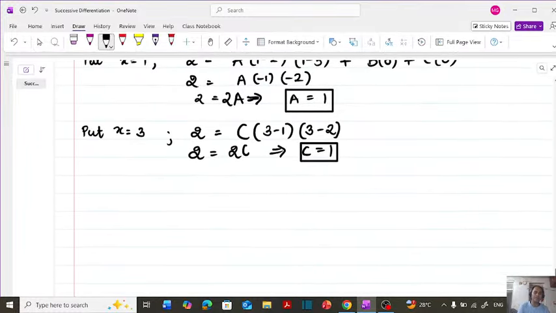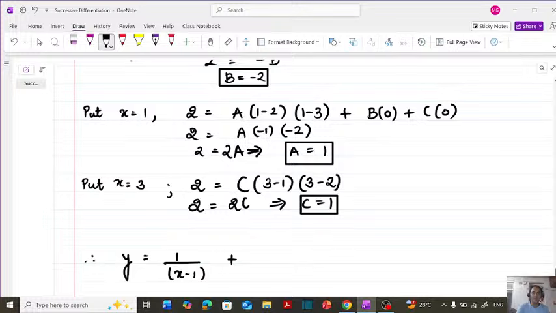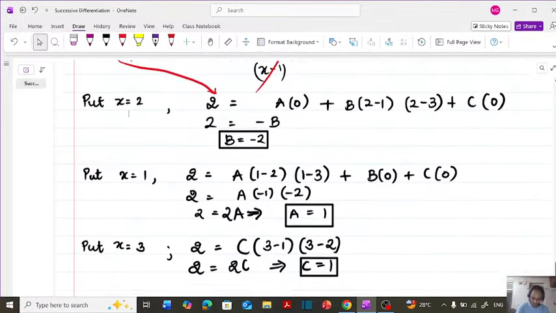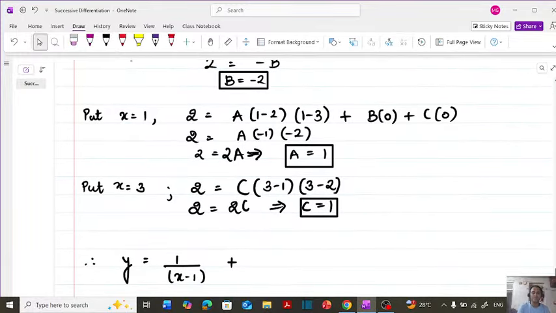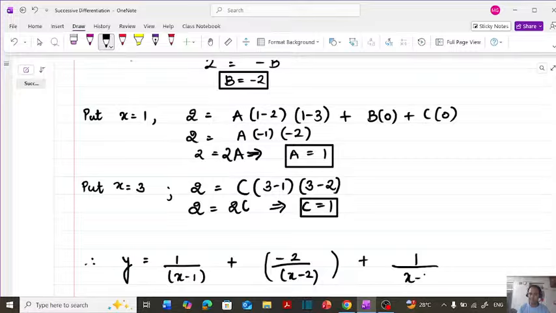So therefore you have obtained the partial fraction for the y, and y is going to be 1 over x minus 1 plus, b is going to be your, how much was that, minus 2, right? B is going to be minus 2 over x minus 2, and then c is going to be 1 over x minus 3.